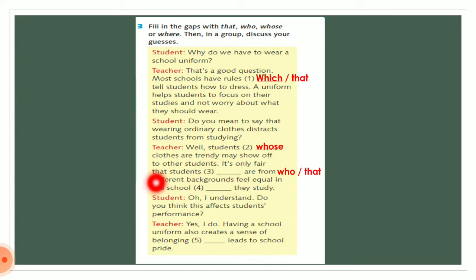So the students, it's only fair that students who are from different backgrounds or that are from different backgrounds feel equal in the school they study. The students have to feel equal in the school they study.